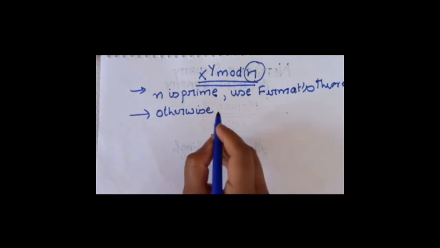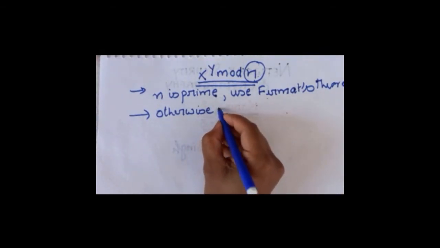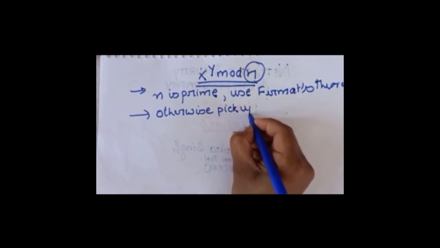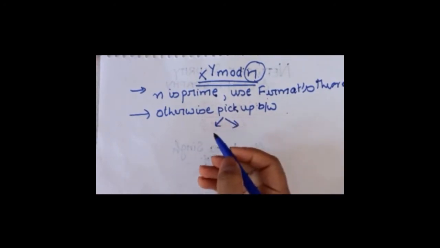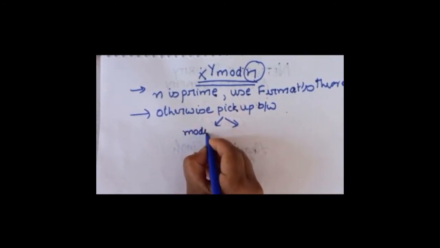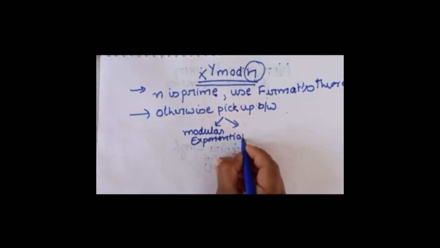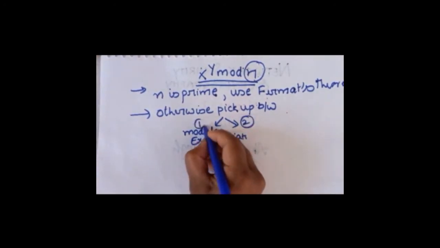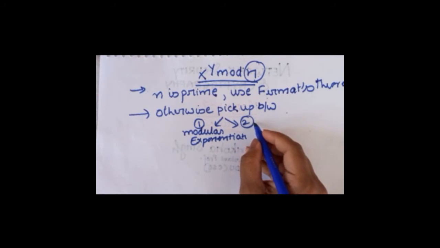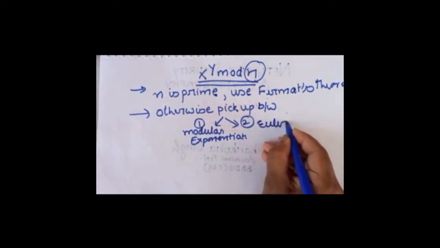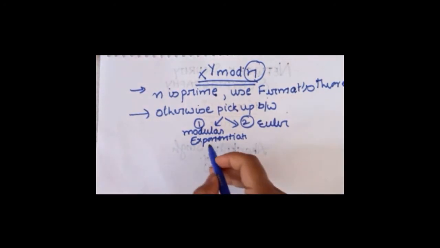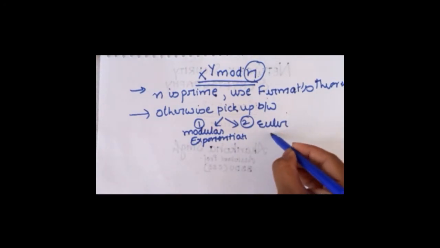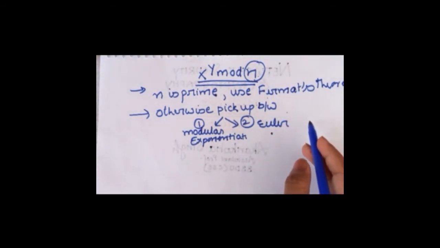Otherwise, if n is not a prime number, what you can do is you can pick up between two methods. Either you can choose modular exponentiation, which we just did, or the second method that you can choose is Euler's theorem. Right now we just discussed modular exponentiation. We'll be discussing Euler's theorem and Fermat's theorem in my future video.